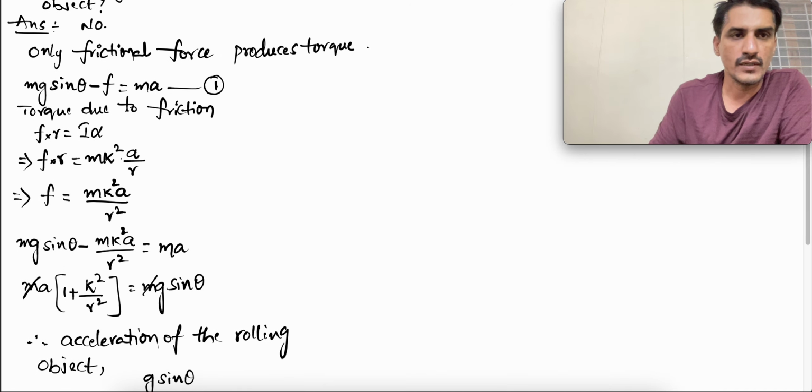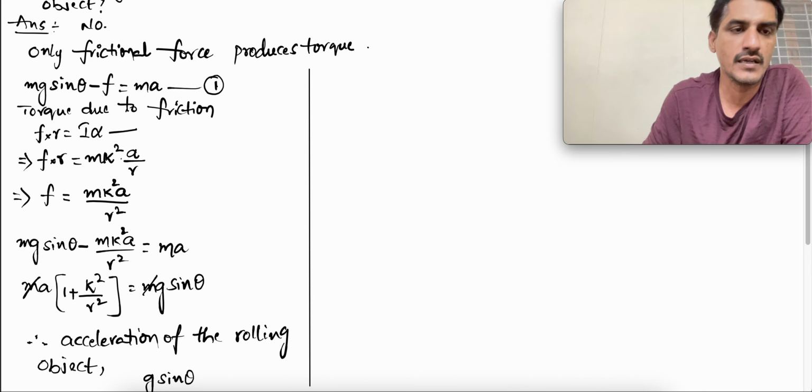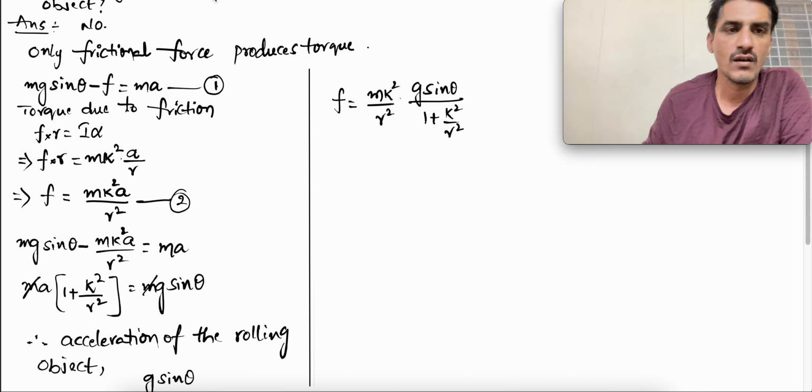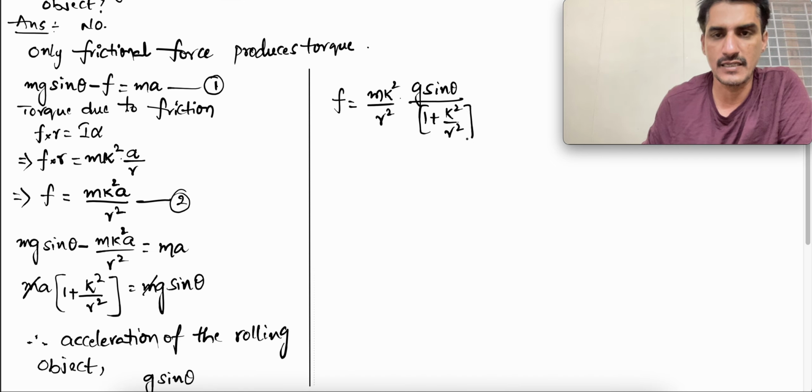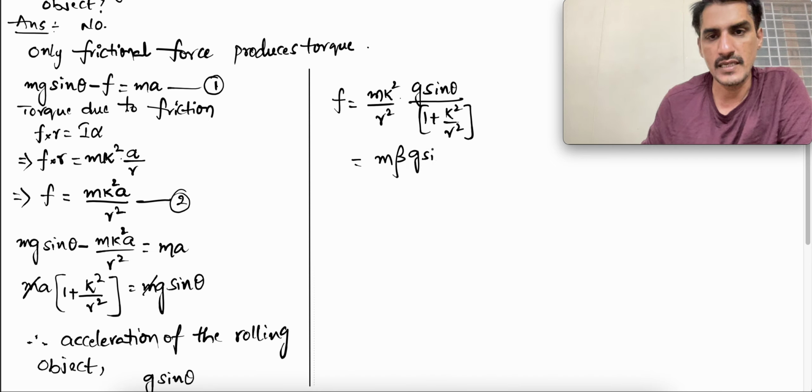In order to find the force acting on it, what am I doing? I am just substituting the a value in equation 2. Therefore, F is equal to m k square by r square into a, which is g sin theta divided by 1 plus beta. No problem, let us write it like this first and later we will simplify. k square by r square is beta, so m beta into g sin theta divided by 1 plus beta. Am I right or not?